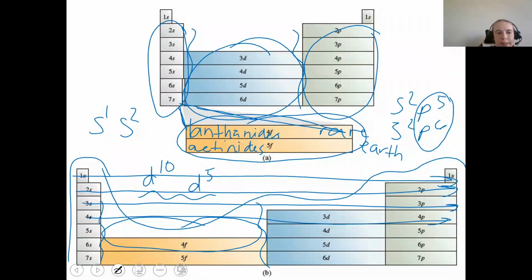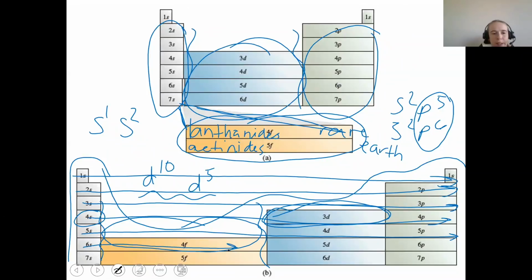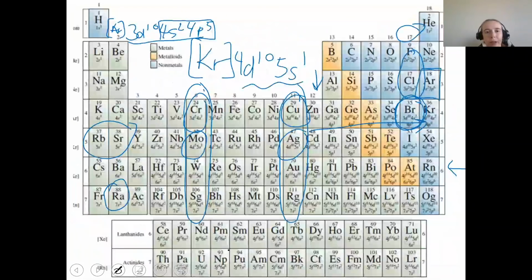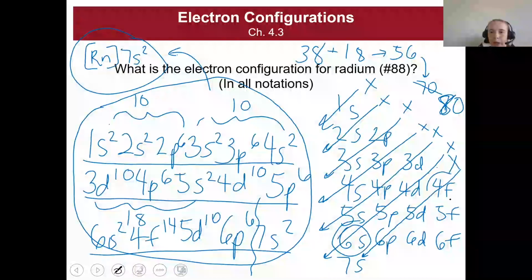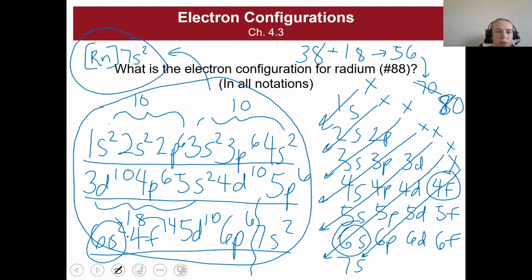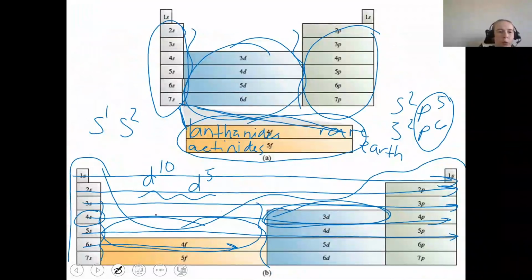So once we hit 4s, then we're going to run into 3d after we hit 4s. Then we hit 5s, 4d, 5p, and after 6s is when we're going to run into the f block. So I'm going to go back a few slides and show you what I mean. Remember when I wrote out this electron configuration for radium? We went 4d, 5p, 6s, and then after 6s, we hit the 4f orbital. And that's exactly what happens here. We hit 6s, and then the 4f orbital.